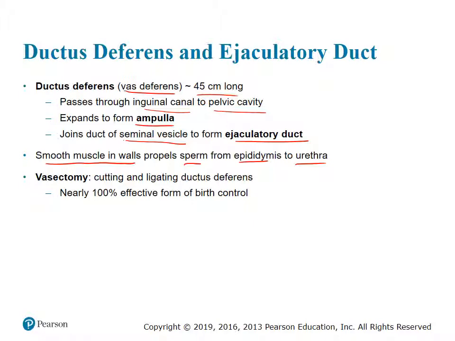So what do we mean when we talk about a vasectomy? A vasectomy is cutting and burning, we call this ligating, the ends of the ductus deferens. If you cut that ductus deferens in half and burn the two ends, sperm does not get through the ductus deferens and into the urethra and out of the head of the penis, and thereby no fertilization, right?